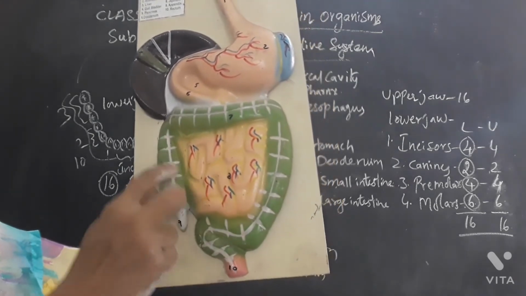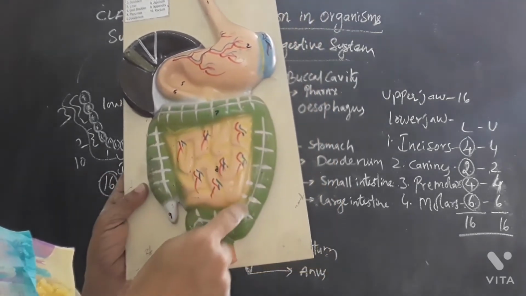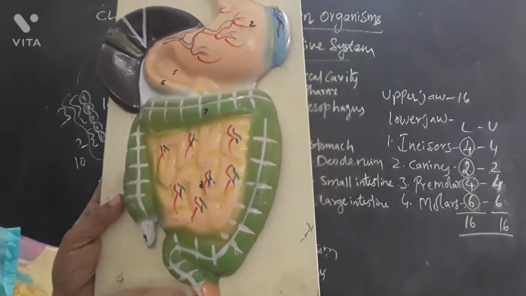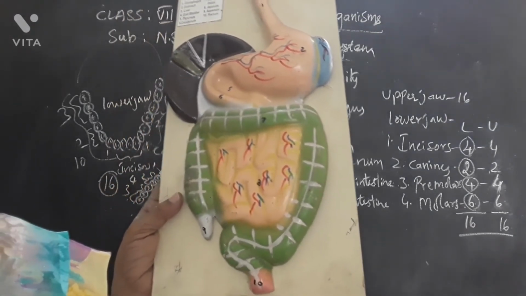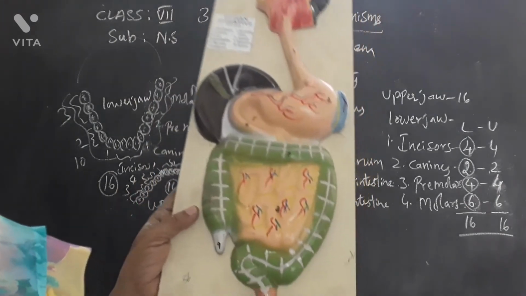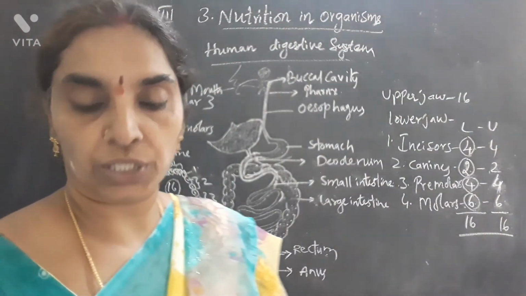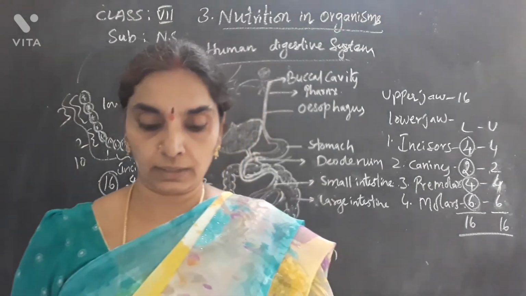Undigested food reaches the large intestine and is excreted through the anus. First it is stored in the rectum, and then it is excreted through the anus. In the next part of the lesson, I'll tell you the question answers of this lesson and we can complete it further.